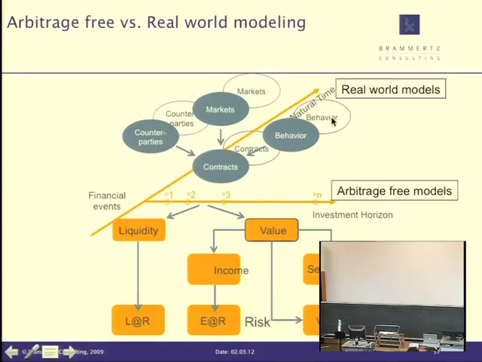That's another way of discussing arbitrage-free versus real-world modeling. So that's the full model as we have it. Here we have our investment horizon, and here we have natural time. So if you do dynamic simulation, we go along this timeline and do deals always in this direction. That is what we do.